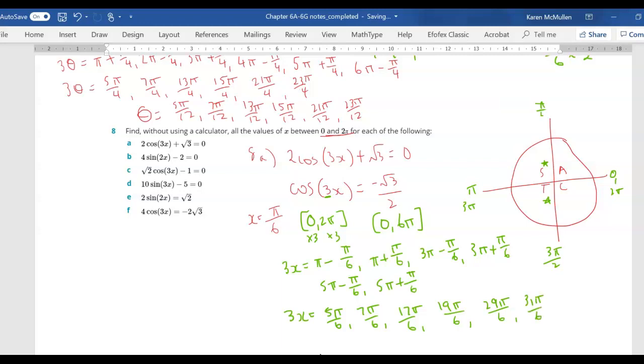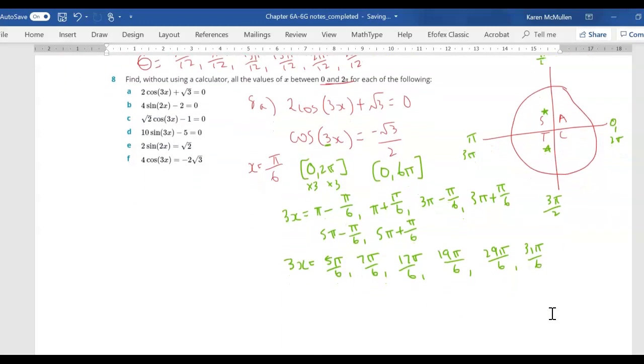Now, that's quite time consuming. So if you wanted to, you could go ahead and just write them over 18, because we've got the 3x and we want to get x on its own. So that denominator now changes to 18. You could do that in one go if you wanted to. Just be careful not to make any errors. And usually errors come when you're copying.